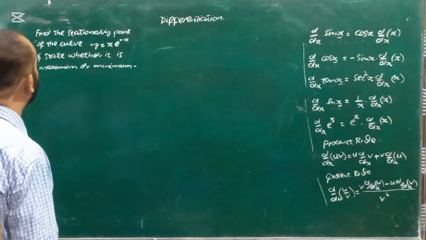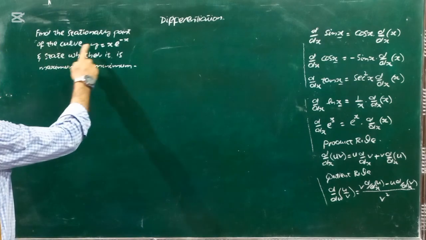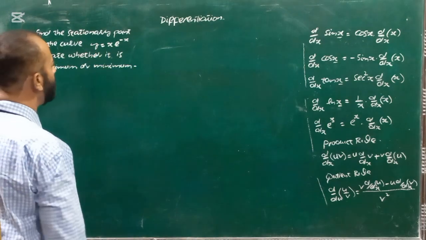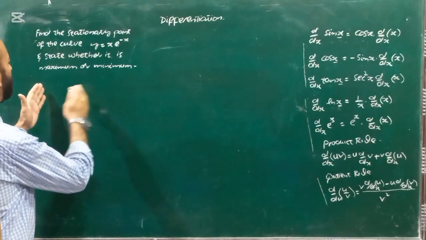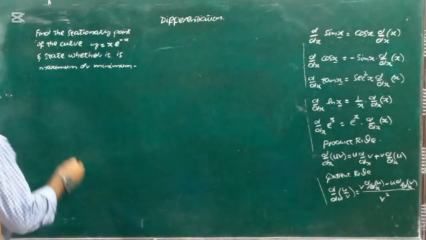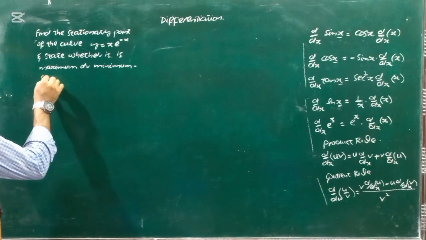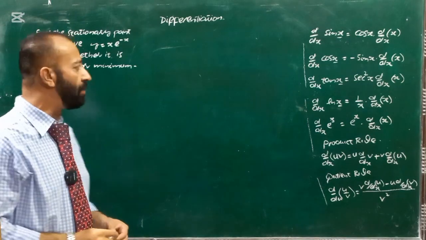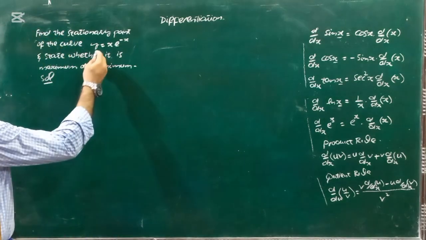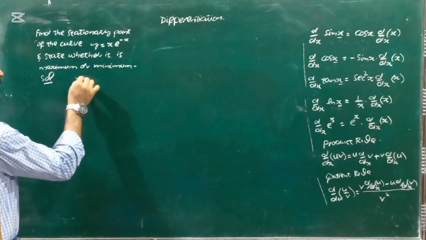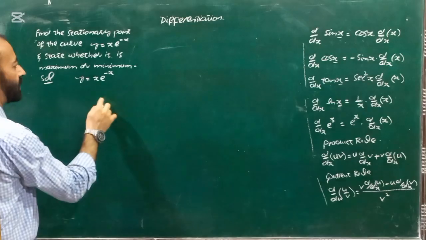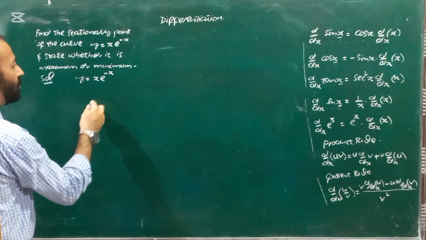Okay, here is another question. The statement of the question is: find the stationary point of the curve y is equal to x e raised to power minus x and state whether it is maximum or minimum. Okay, all the concepts of pure mathematics, once differentiation, will be applied now. So first we will take the differential of this thing. So the equation is y is equal to x e raised to power minus x. So u into v, so product rule will be applied.